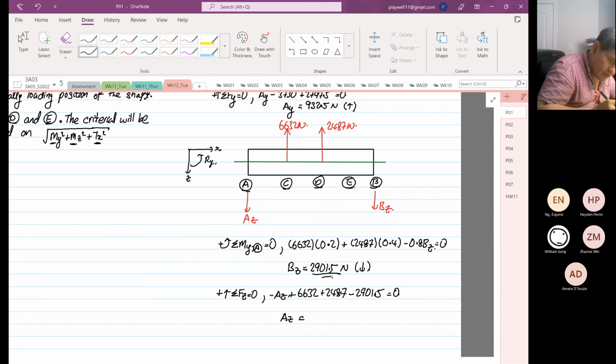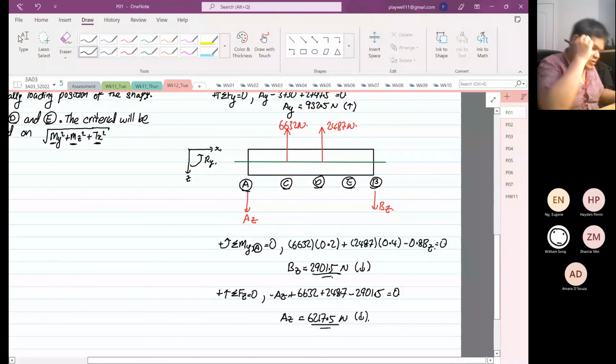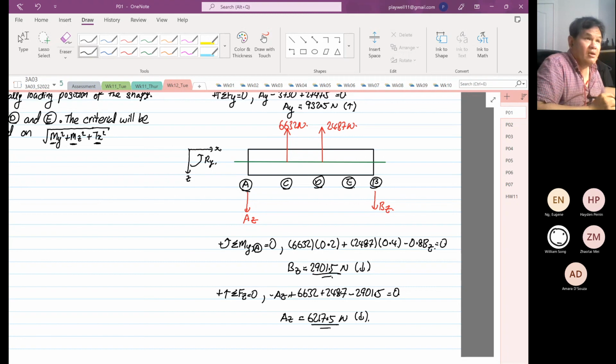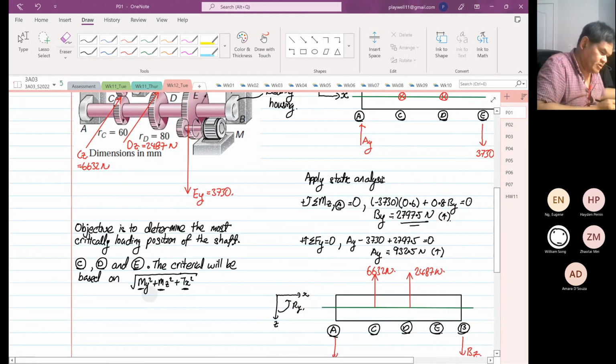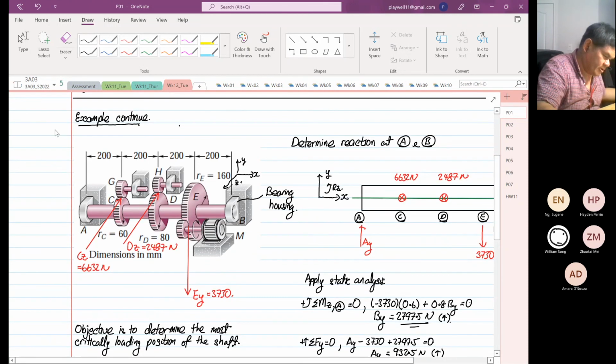Wait, did I do anything wrong? 6632 plus 2487 minus 2901.5 is equal to 6217. Okay, I got 6217.5. And it's positive. It's going up. So now we have got our reaction at point A, and we also have our reaction at point B. So we're going to put the reaction into this diagram over here. Okay, I'm going to copy and paste the diagram again.